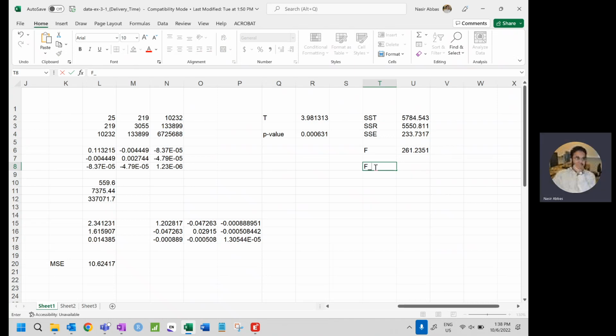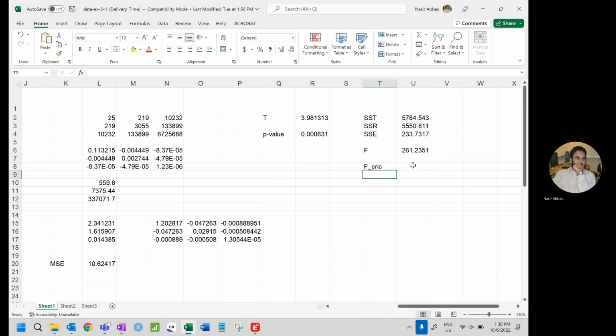So logically, this number is huge, closer to infinity. If you look at the F tables, you will see the critical values of F tables are nowhere near more than 10, 20. So if you are more than 20, that is an early indication. For exact, you need to check. So F critical will be what?